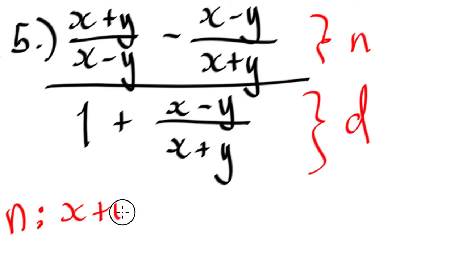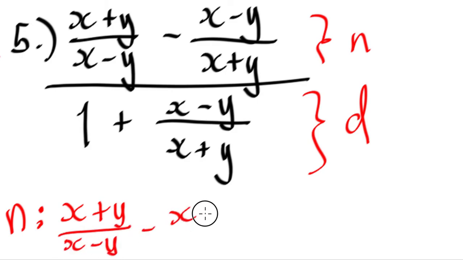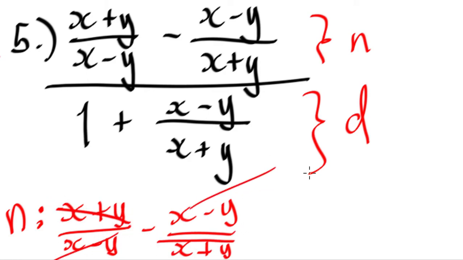x plus y all over x minus y, minus x minus y all over x plus y. Okay, common misconception: we can cancel this and this. That is very, very wrong. We cannot do that unless we are doing multiplication. Since there is a minus sign between them, we cannot simply do that. That's a very common misconception in cancellation of division of fractions. So we cannot do that.